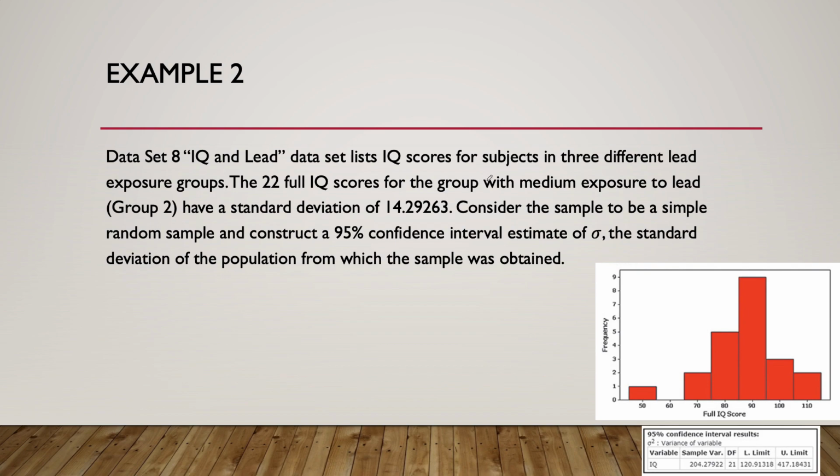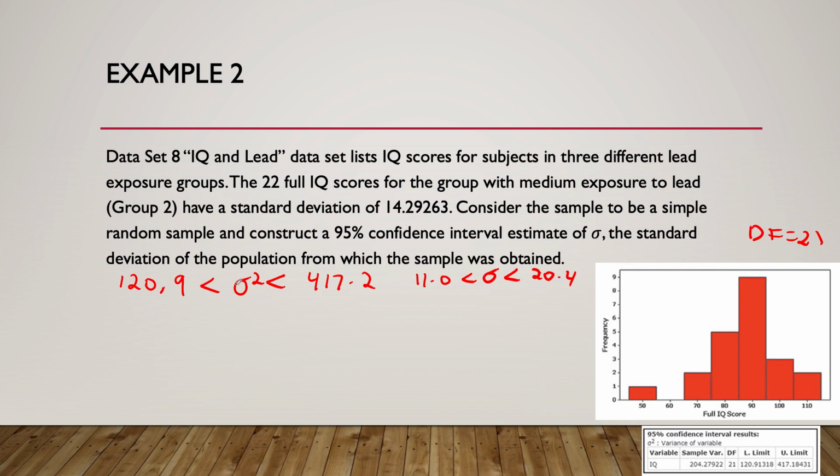So for this particular one here, we would have 120.9 is less than the population variance, which is less than 417.2. And if we take the square root of everything to find the confidence interval for the population standard deviation, this would be 11.0 less than sigma less than 20.4. The degrees of freedom for this was 21.